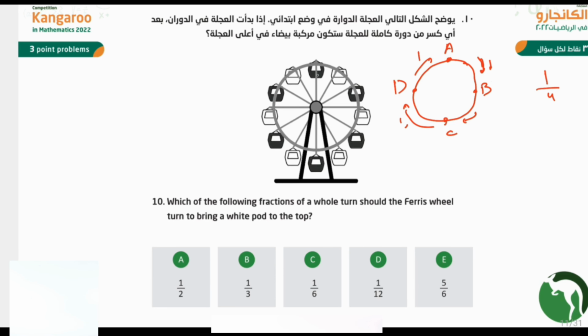Now if you look at our example, here we have 1, 2, 3, 4, 5, 6, 7, 8, 9, 10, 11, 12. We have 12 points, so we have 12 movements. So for each one of these pods, it needs 1 over 12 to move from one point to another. So when do we get a white pod at the top? After one movement, if this one moved just one movement clockwise or anti-clockwise, we will obtain a white pod at top. So the correct answer is 1 over 12.